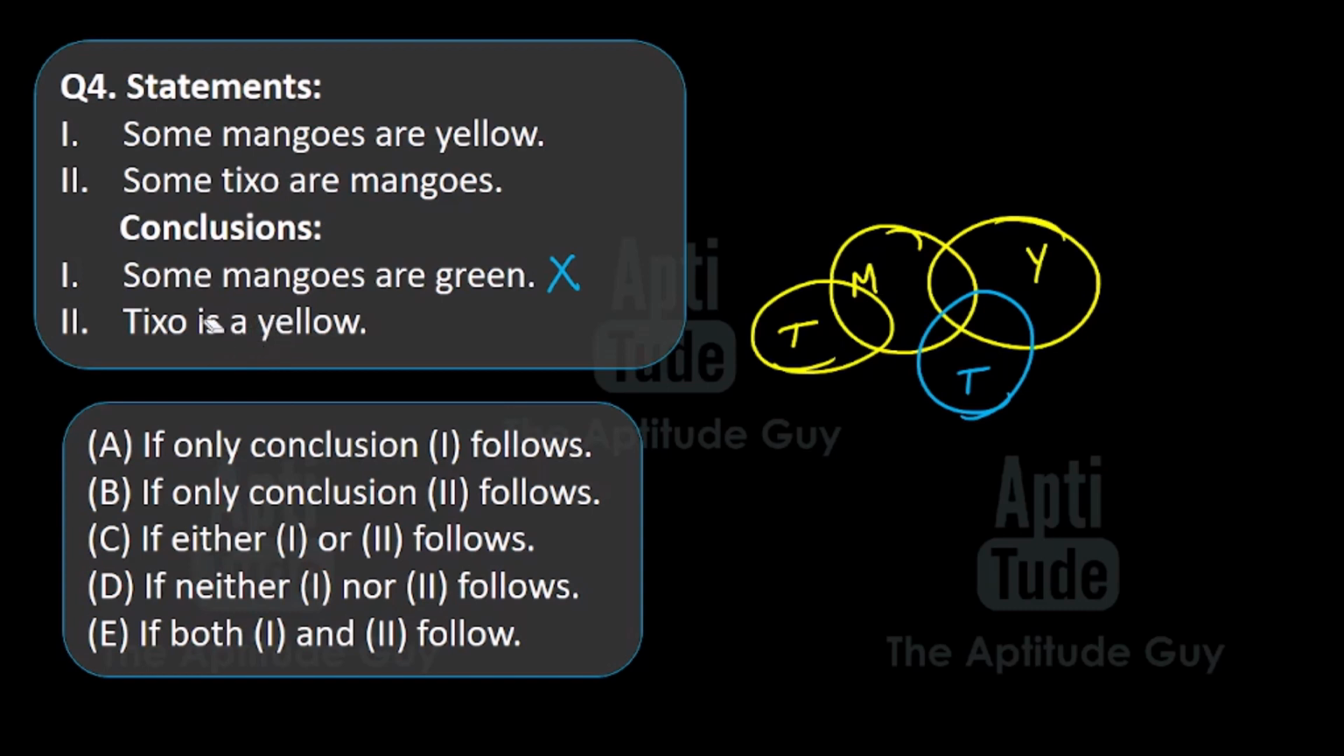Second conclusion. Ticso is yellow. Some of them are, but no, here it is wrong. So obviously this is also wrong. Both of them are false. That means what is the answer? The answer is option D. Neither one nor two follows. Done. This I'm sure many of you would have gotten correct.